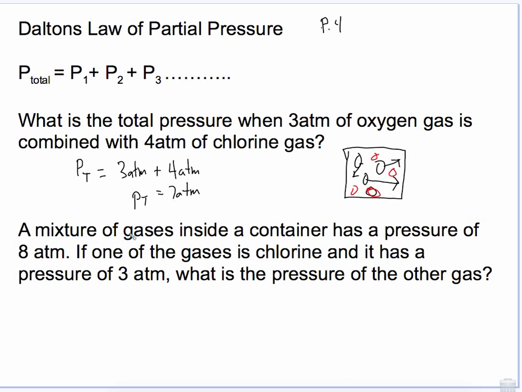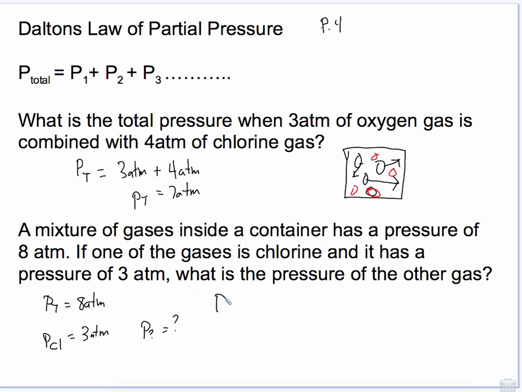All right, now here's one kind of going a little bit backwards. A mixture of gases inside a container has a pressure of 8 atmospheres. So we know that the total pressure equals 8 atmospheres. If one of the gases is chlorine and it has a pressure of 3 atmospheres, well, what must be the unknown gas? What's the pressure of the other gas? We don't know what the gas is, and we don't know its pressure.